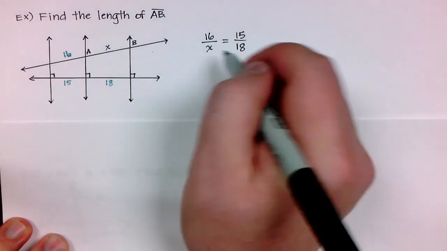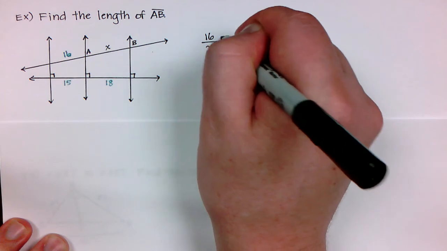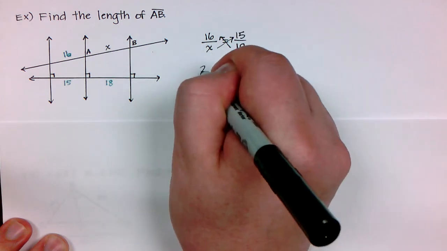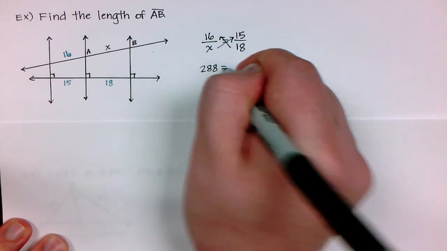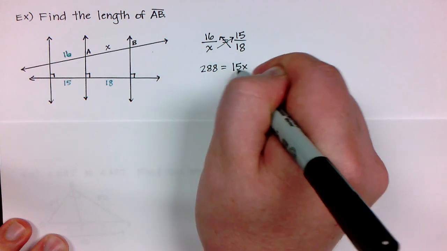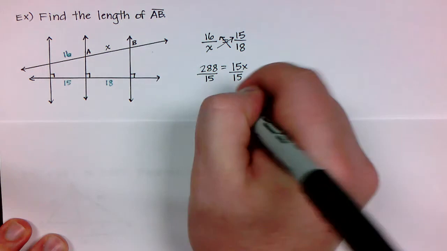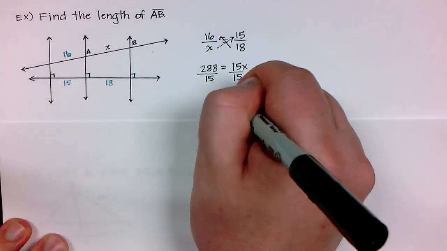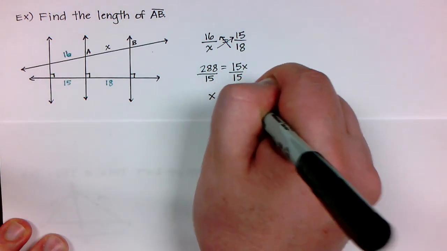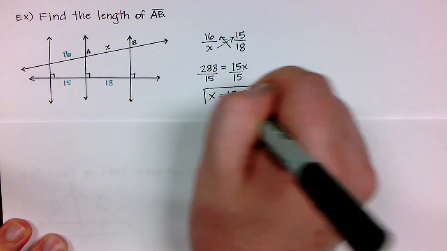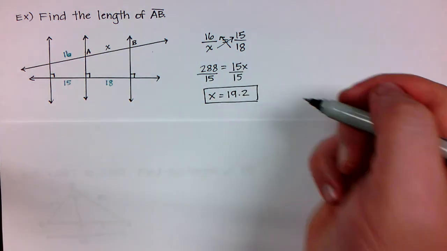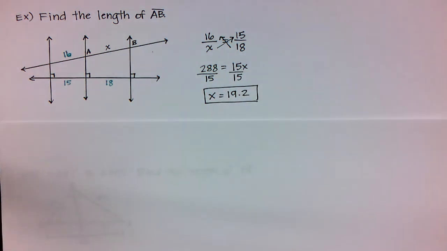Okay, so I'm going to do some cross multiplying. 16 times 18 is 288. On the other side I have 15x. And then when you divide both sides by 15, we're going to find that x is equal to 19.2. So it's okay if you get not a complete number. If you have a partial number like a decimal or fraction, that's totally fine, because we know that you can always measure lengths with partiality.